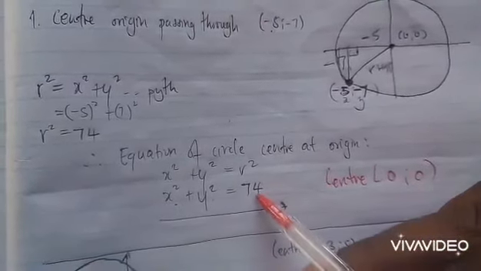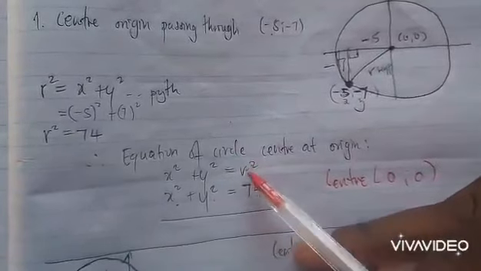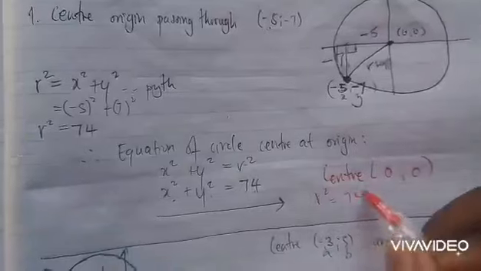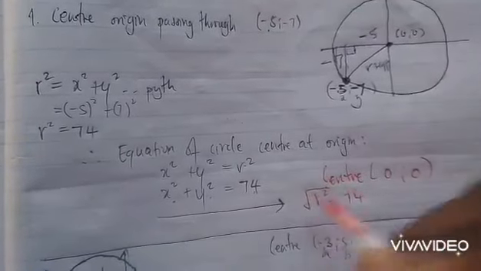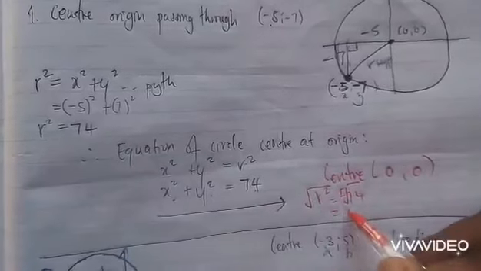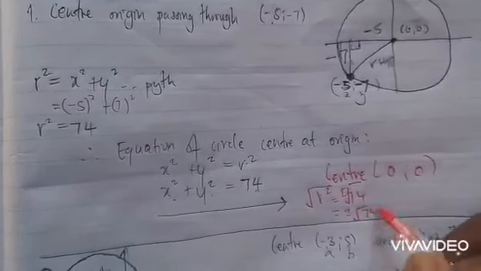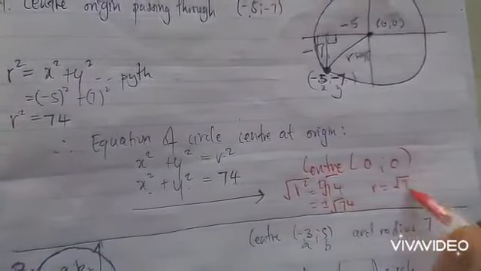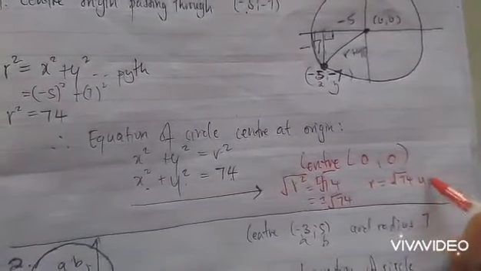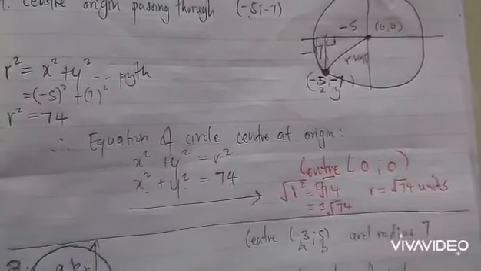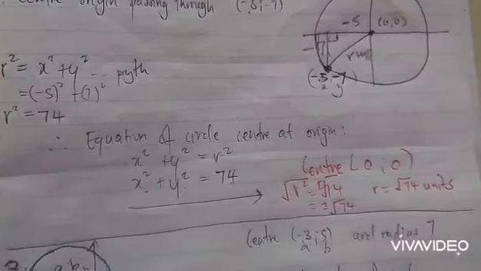And then this 74, obviously, stands for r squared. R squared is 74. So if r squared is equal to 74, finding the square root of that will be plus or minus, so it's plus or minus root 74. But we know our radius can only be positive. So it's root 74 units. So that's our radius, basically, in short. Done. Let's come to this one.